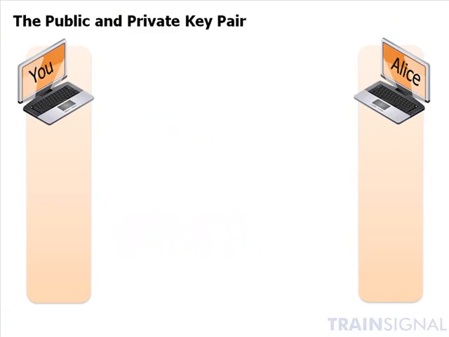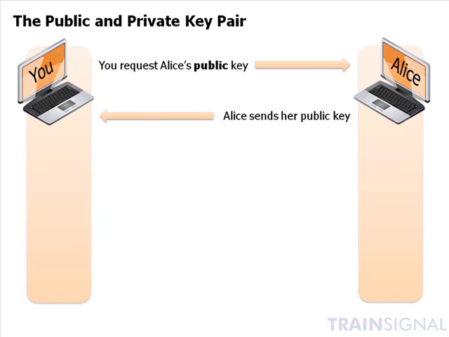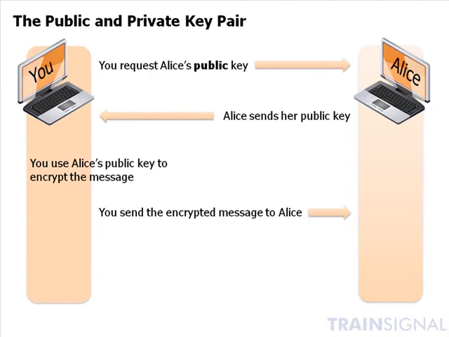So let's say you want to send a secure message to Alice. Now, Alice has a key pair, a public key and a private key. And those two keys are mathematically related. They were created by a special algorithm at the same time. So let's see how this works. You request Alice's public key. Now that's public, meaning anyone can see it, anyone can have it, so she sends it to you. Then you use that public key to encrypt the message that you want to send to Alice, and you send it back. Now, so far not so secure sounding, right?